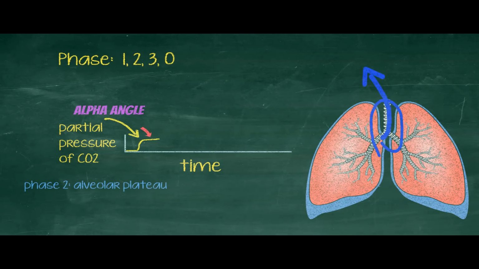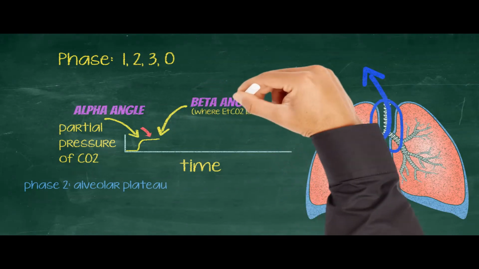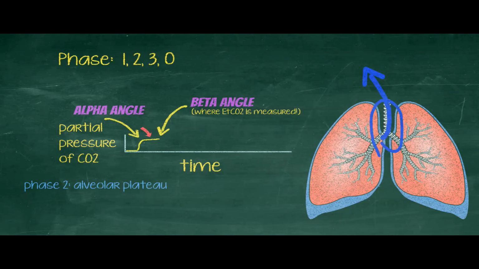Following the deflection at the alpha angle, the partial pressure of CO2 in the exhaled air is pretty constant. But it is normal to have a slight increase in concentration even in the so-called plateau, as the deeper alveolar gases are finally exhaled. The point of highest concentration marks the end of the exhalation and is the point at which the end tidal CO2 is measured. This point is known as the beta angle. It marks the transition from phase 3 to phase 0, and it also marks the transition from exhalation to inhalation.